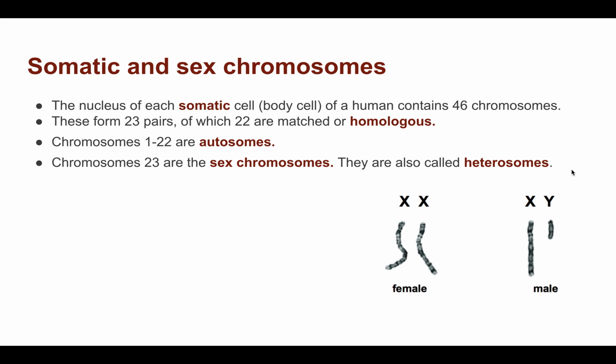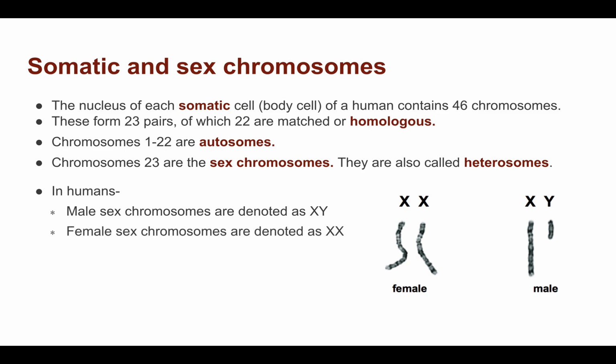The sex chromosomes are also called heterosomes because they're not always a matching pair, as you can see here in the male. So in humans, that's all in the textbook. Take your time thinking about it, because they are just definitions. You would write XY as a way of saying the sex chromosomes of the male, XX for the female, and you note that the X is larger than the Y. Okay?